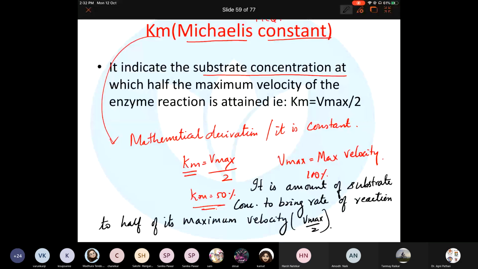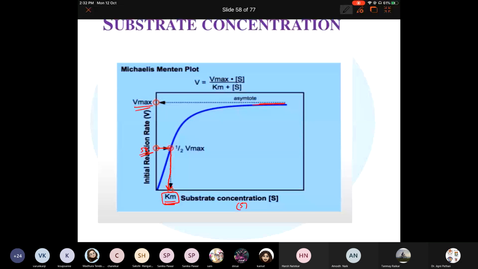Important. So what does it mean? It is the amount of substrate concentration to bring the rate of reaction to half of its maximum velocity. So when you know Vmax, you can calculate the Km, and Km is the substrate concentration where velocity equals Vmax by 2. And this graph is important. Please copy this graph, a very important graph. Many times the MCQs are from this graph. Copy this graph.